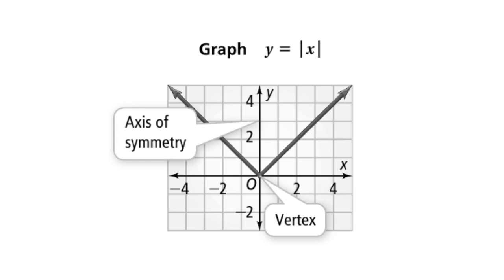The absolute value function, y equals absolute value of x, is a mathematical function that returns the non-negative value of a real number x, regardless of its sign. It is defined as follows: for any real number x, if x is greater than or equal to 0, then absolute value of x equals x. If x is less than 0, then absolute value of x equals negative x.